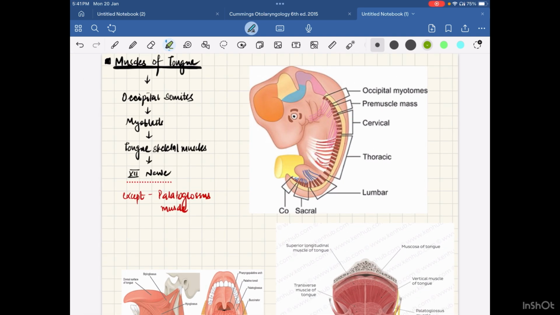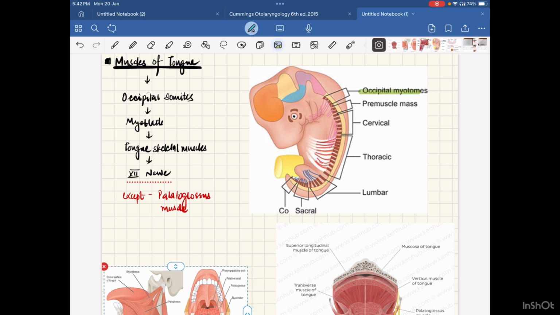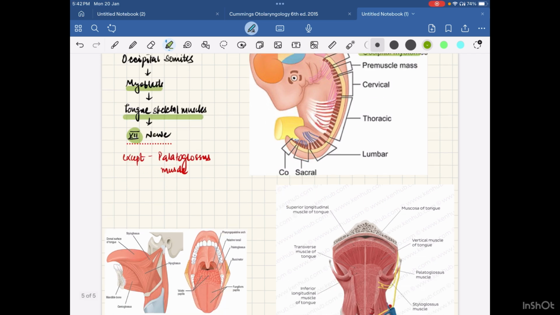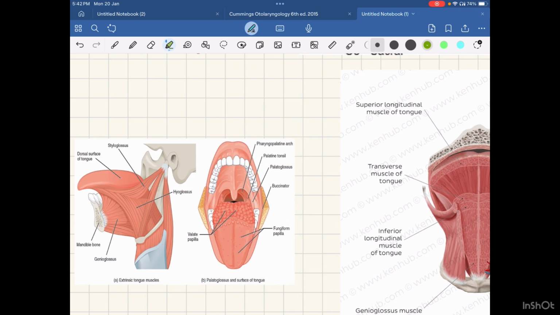Next, we have the muscles of the tongue. So muscles of the tongue are developed by the occipital myotome. They are present posteriorly in the developing embryo, and with the development they come right in front and become the musculature of tongue. So occipital somites have myoblasts. These myoblasts will form the tongue skeletal muscles, and they're supplied by what? Hypoglossal nerve, except one muscle, that is the palatoglossus. So this is the tongue musculature.